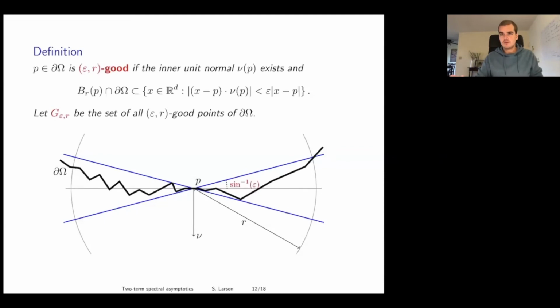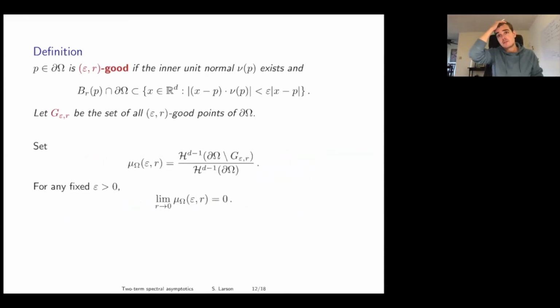Okay, so why are these points good, and why are there many of them? Well, if you look at this definition, we let G epsilon R be the set of all epsilon-R good points in our boundary. Essentially a direct consequence of Rademacher's theorem is that if you look at the portion of the boundary which is not epsilon-R good, measured by mu, and you fix epsilon and let R go to zero, then this quantity tends to zero. Essentially, that is really just Rademacher's at work. You have approximate hyperplanes at almost all points. And if you have an approximate tangent plane, then for small enough R, your boundary will lie in the complement of this two-sided cone.